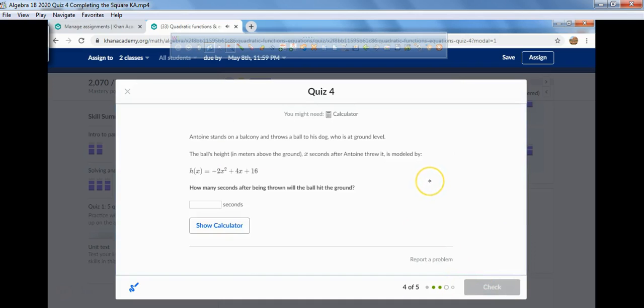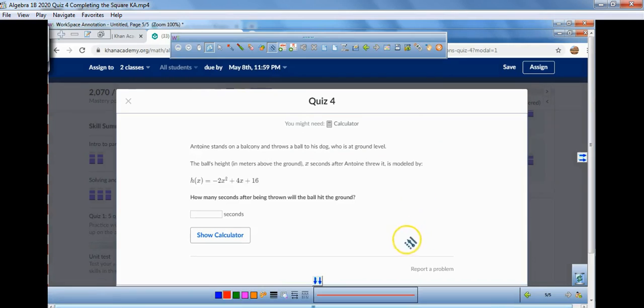All right, now this one's a little bit more difficult. We're trying to figure out how many seconds after the ball is thrown it will hit the ground. So we've got a parabola where it goes up and then comes back down and hits the ground. All right. So I'm going to make a little sketch here. It's not going to be a perfectly accurate sketch, but it's going to be a sketch.